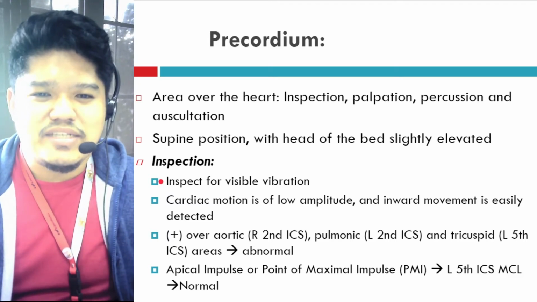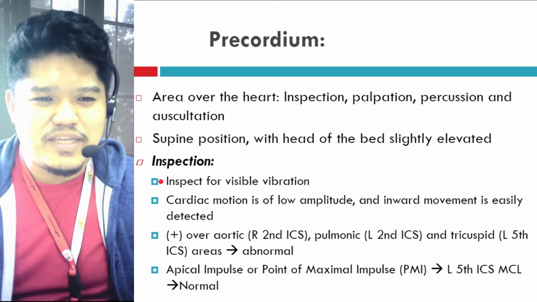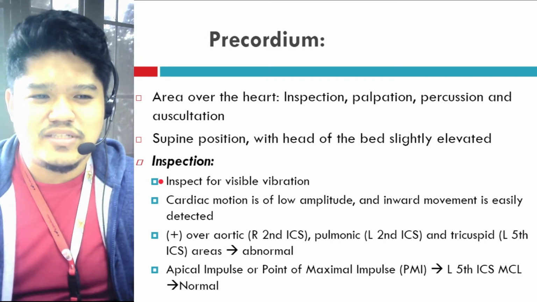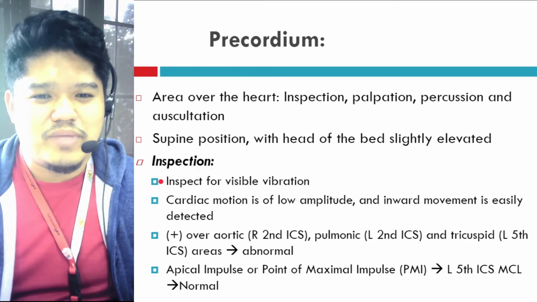If there would be presence of movement in the right second intercostal space, as well as in the pulmonic left second intercostal space and the tricuspid found onto the left fifth intercostal space area, it may be an indication of abnormality. However, it is considered normal if there would be an apical impulse or a point of maximal impulse found onto the fifth intercostal space of the midclavicular line.